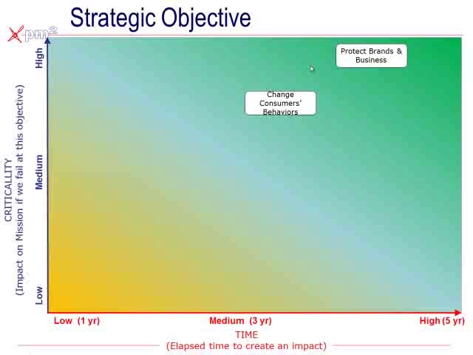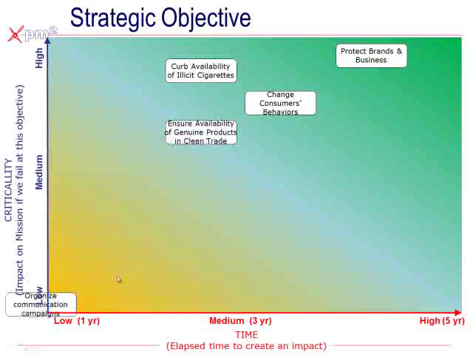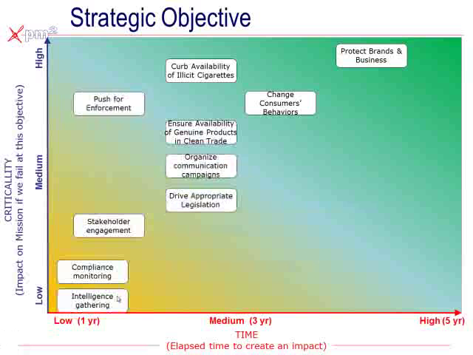Changing consumers' behavior is not going to take as long to change and is going to have a slightly less impact on the strategy. Things like curbing the availability of illicit cigarettes, well, it's going to have a high impact, but pretty easy to execute. That's just a matter of law enforcement and regulatory and so on. So as we begin to plot proposed objectives, we eventually end up with things which are actually quite tactical, things like compliance monitoring, intelligence gathering, and so forth.